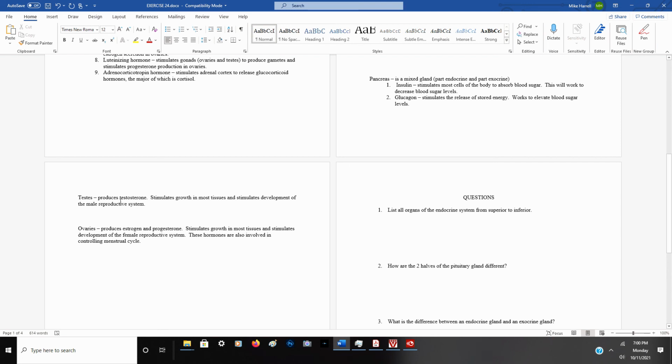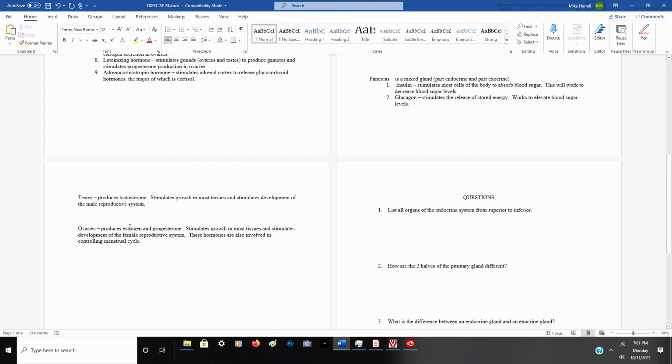But going back to the testes, we got testosterone right here. Of course, the testes are the production site, and this is another chemical that targets most everything in the body. If a male's going to grow and develop properly, they're going to need testosterone. Also needed for the male reproductive system to grow and develop. Also needed for continuing maintenance and function of the male reproductive system. In other words, if it's going to continue to work properly, this chemical is needed.